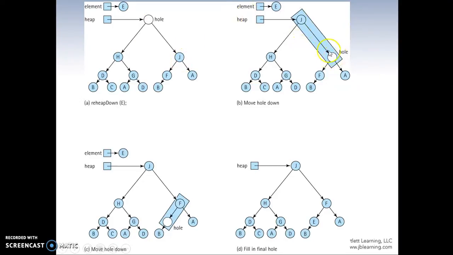So we're going to move the hole down and put the J up. So again, E has to compare among F and A, right? So we see F is greater. So the hole keeps moving down. And again, E compares to B. E is greater than B, so we find the location for E. So we put E right there.